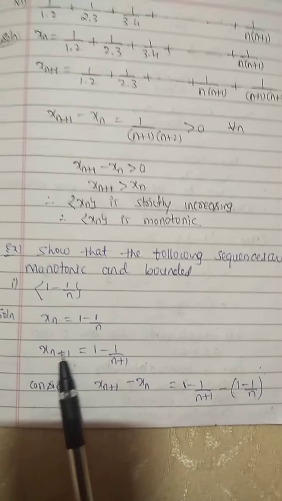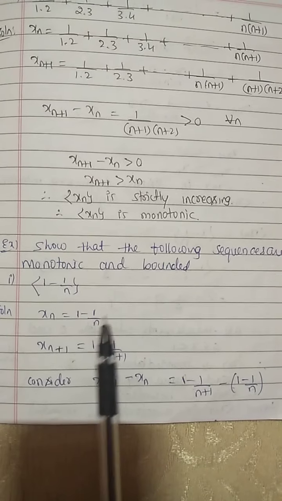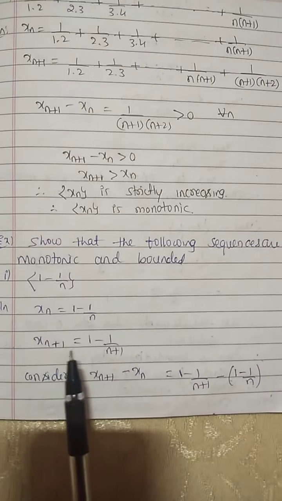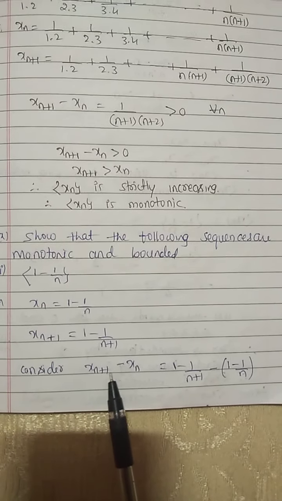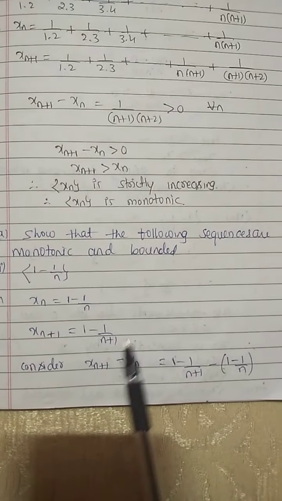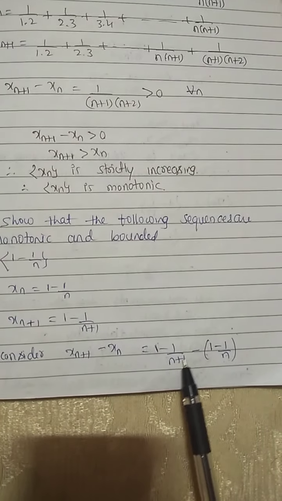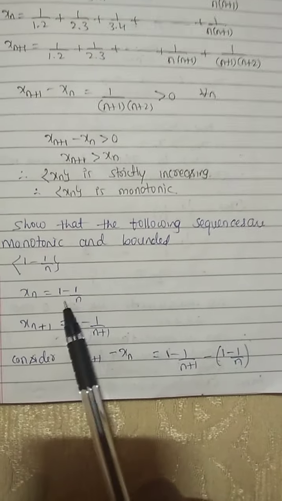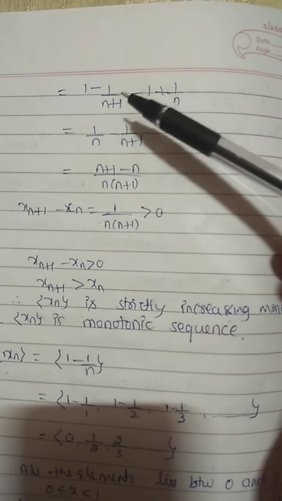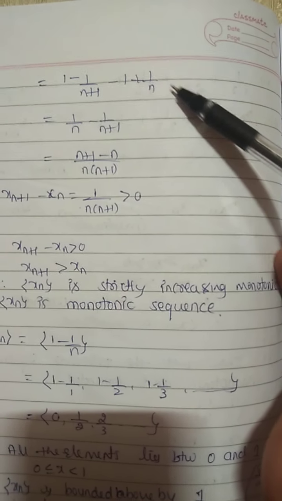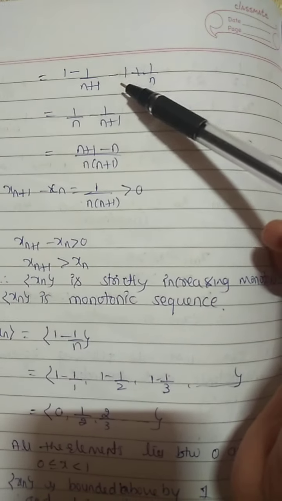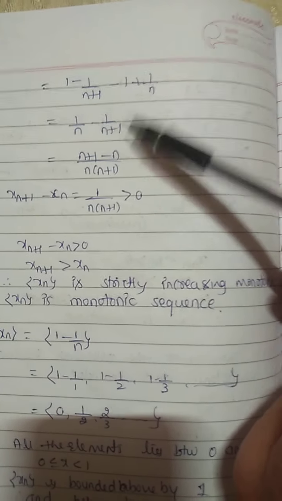Write xn plus 1. Xn plus 1 is nothing but replacing n by n plus 1 in this one. So xn plus 1 equals 1 minus 1 by n plus 1. Consider xn plus 1 minus xn. Xn plus 1 is this one, 1 minus 1 by n plus 1, minus xn, which is 1 minus 1 by n. That is 1 minus 1 by n plus 1 minus 1 plus 1 by n. 1 minus 1 cancel, leaving 1 by n minus 1 by n plus 1.